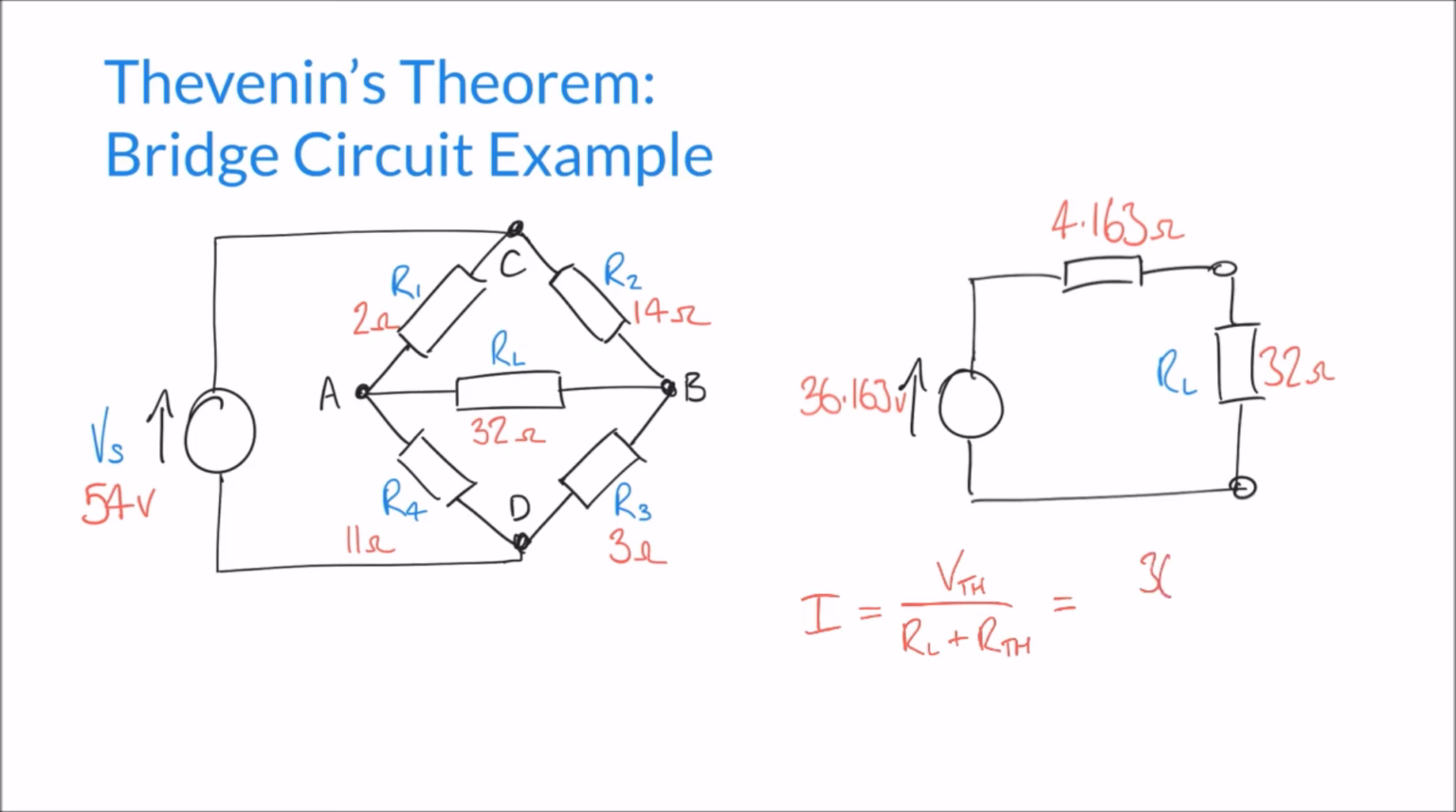So 36.163 over RL, which was 32, plus the Thevenin resistance of 4.163. That comes out as exactly 1 amp. So we're going to have 1 amp of current flowing across these terminals from point A to point B here. So clearly this particular circuit is not balanced, and we've illustrated that using Thevenin's theorem.